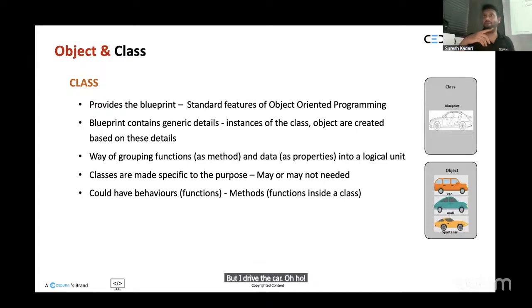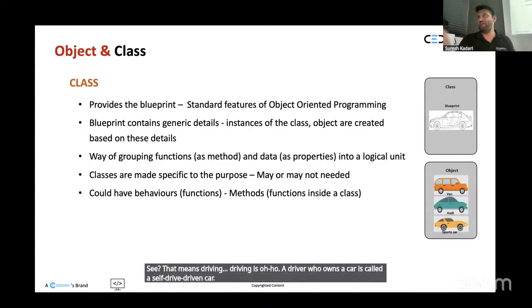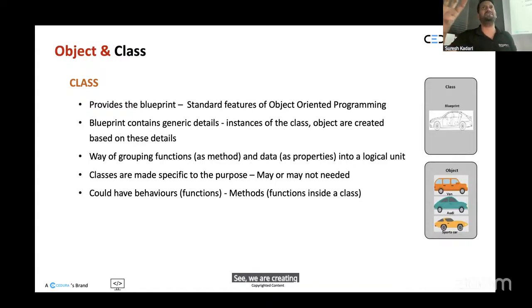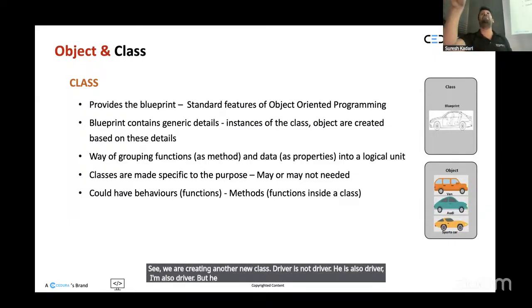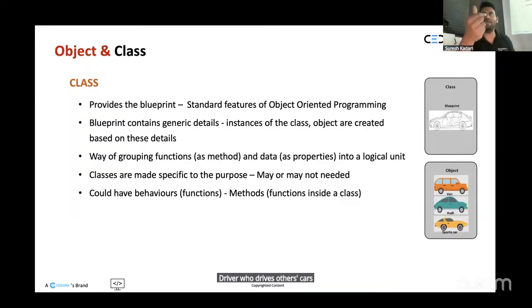Now, owner means I own a house. So what is that owner and this owner? A driver who owns a car is called a self-driven car. We are creating another new class. A driver is not just a driver. He is also a driver, I am also a driver. But he is a driver who drives others' cars for money. I drive my own car to save money. There is a difference, right? We are creating classes.